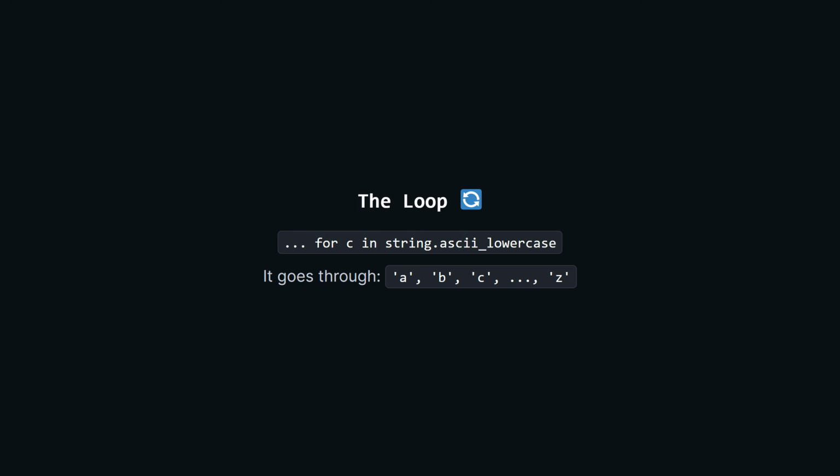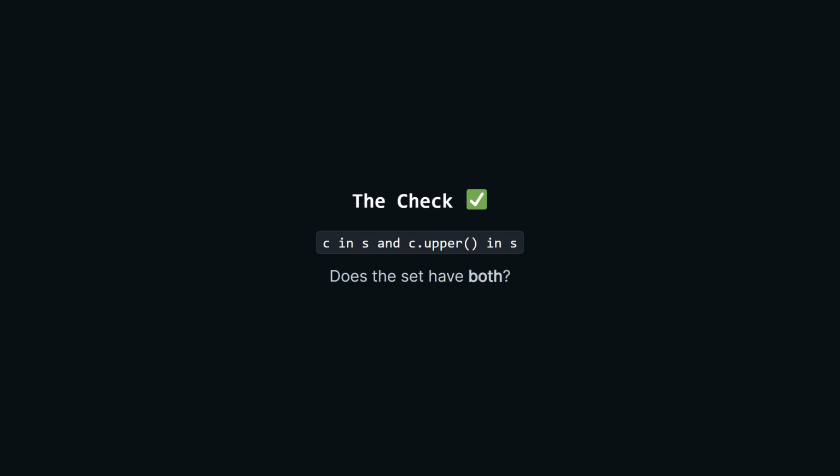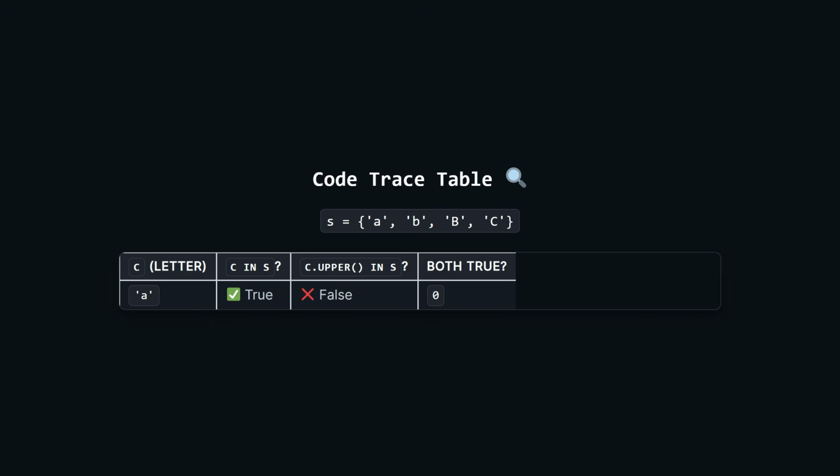This part tells Python to grab the built-in list of all 26 lowercase English letters and loop through them one by one, temporarily calling each letter c. For every single letter in the alphabet, it asks a true or false question. Is the lowercase version in our set, and is the uppercase version in our set? Let's visualize this loop. It starts with the letter a. Is lowercase a in our set? Yes. Is capital A in our set? No. Since both aren't true, this letter scores a 0.